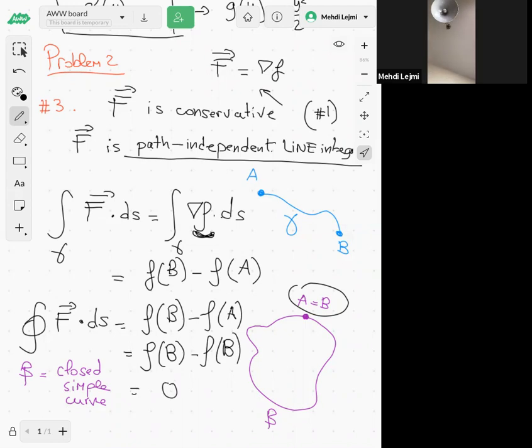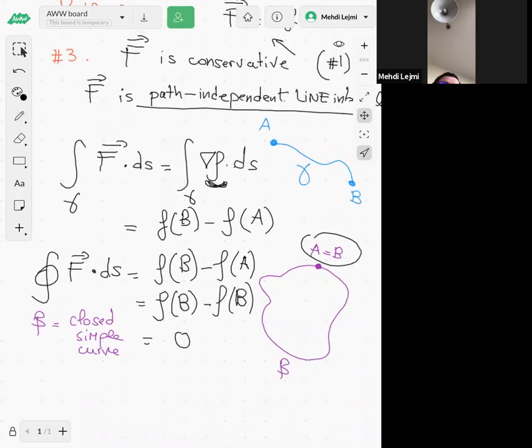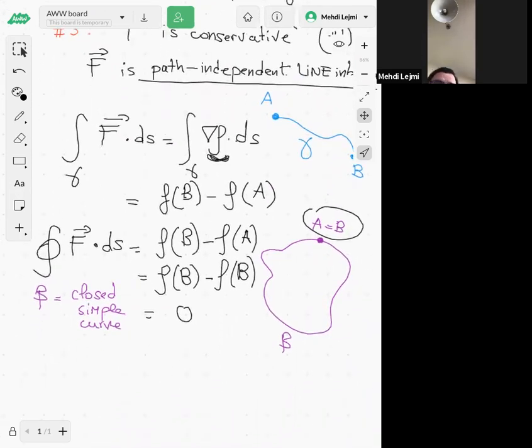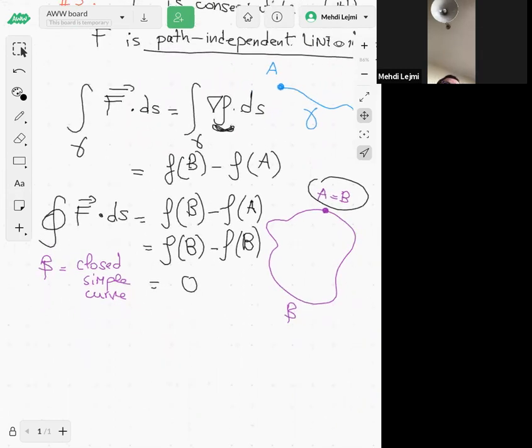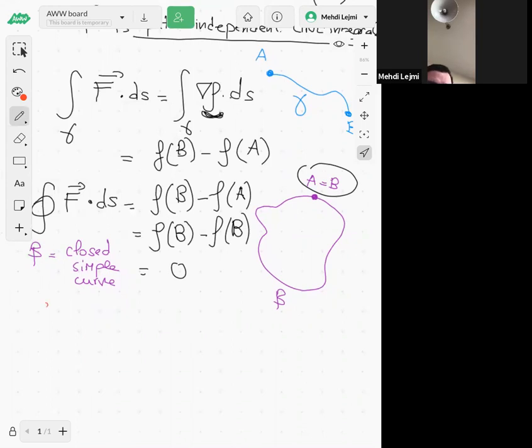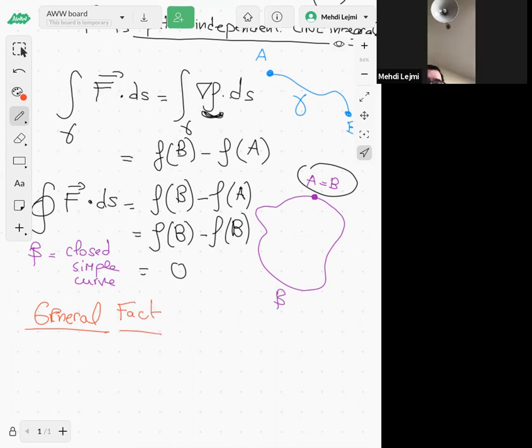Okay, so this is like a general statement. What we are saying is that if you have a conservative vector field and you have a simple closed curve, then the vector line integral of the vector field along this simple closed curve is just equal to 0. This is very general. You don't have to parameterize your curve. You don't have to do anything. You know it's going to be just 0 because the curve is closed. It's a general rule.